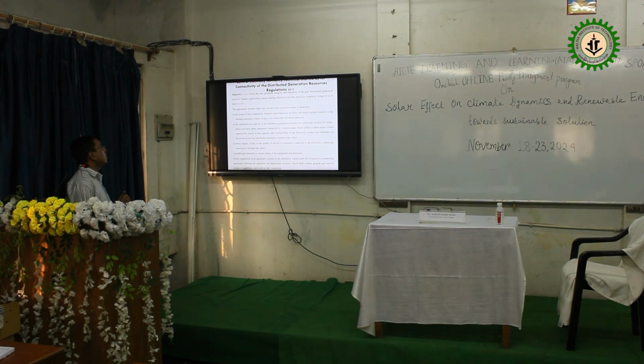So that is basically the safe operation, integrity and reliability of the grid and distributed generation resources, meaning generating stations using electricity nearby the load at different voltage levels in the distribution systems. So at the voltage level of the load, practically connected within the distribution systems.